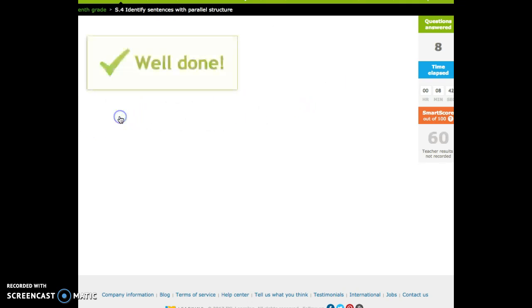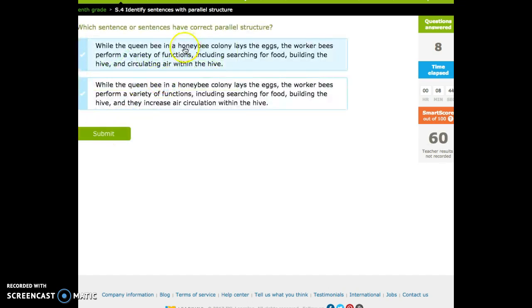So, while the queen bee in a honeybee colony lays the eggs, the worker bees perform a variety of functions, including searching, building, circulating. Great. Including searching, building, they increase. Right? Doesn't match. My X searching, my Y building, my Z, they increase. We're starting with a noun. That can't possibly be right.